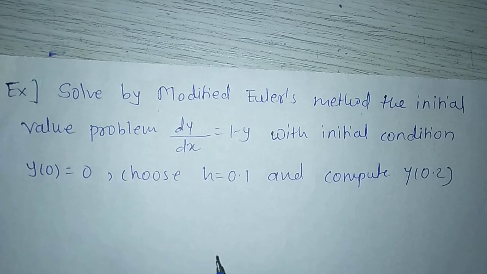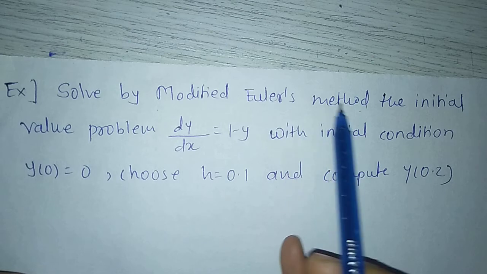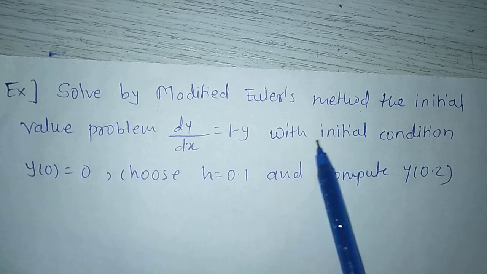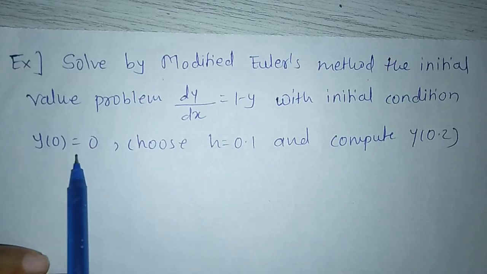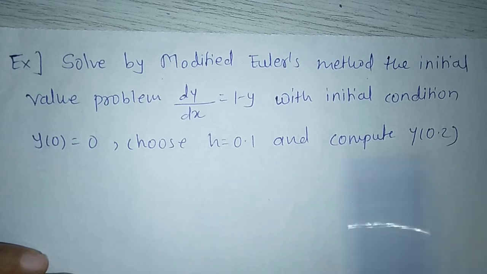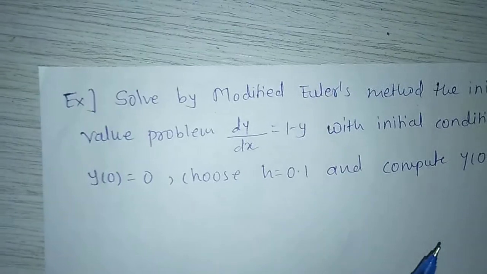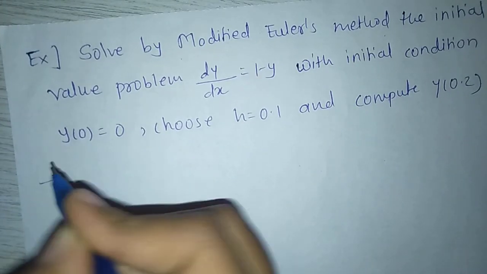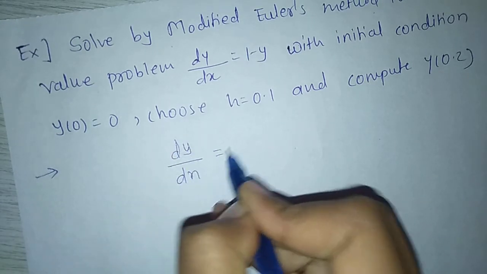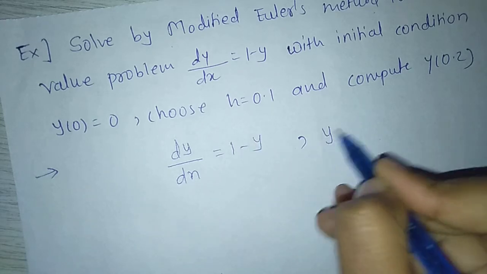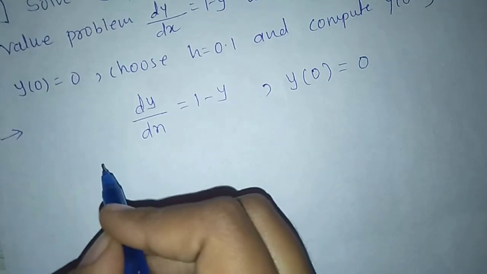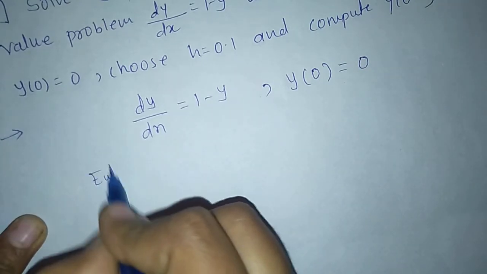Hello students. Next example, solved by modified Euler's method the initial value problem dy by dx equal to 1 minus y with initial conditions y of 0 equal to 0. Choose h equal to 0.1 and compute y of 0.2. Here the given differential equation is dy by dx equal to 1 minus y with initial condition y of 0 equal to 0.